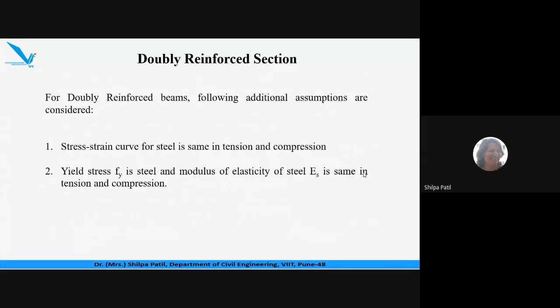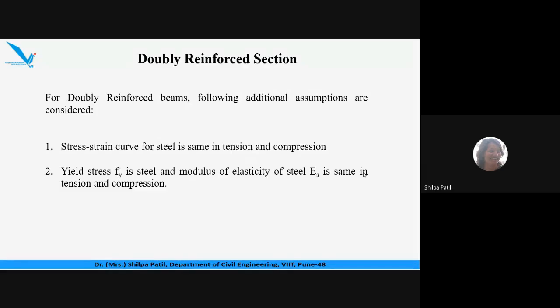Now, along with the assumptions of limit state for flexure, for a doubly reinforced section two more additional assumptions are considered. The first one is that the stress-strain curve for steel is the same in tension and compression. We have learned the stress-strain relation for steel by considering the steel in the tension zone. Why is it mentioned? It is assumed that the steel will behave in the same fashion when it is in tension and also when it is in compression.